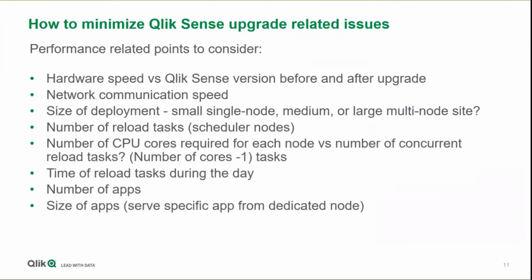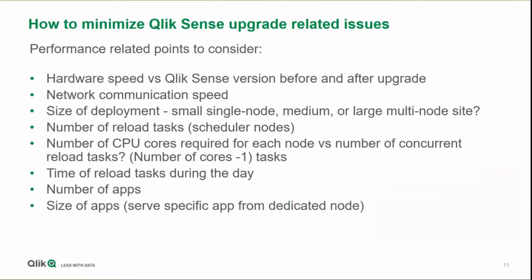More common points there: hardware speed before and after the upgrade. Again, things may slow down, so it's good to see if the hardware speed for the older version of Qlik Sense needs to be evaluated. Network communication speed, again, newer versions of Qlik Sense have a larger code base. Visualizations are much updated, and the client-side code base that downloads when you open the hub onto the client machine in the browser keeps getting bigger. And of course, these things could lead to some slowness. So it's always good to check the network speed.